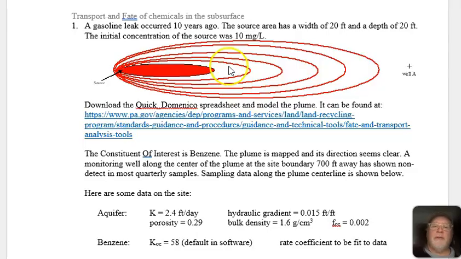For this first one, I just drew this plume here as an example of what it looks like. We have a source area of 20 feet and a depth of 20 feet of the source area, and the initial concentration is 10 milligrams per liter, and we want to model it as being 10 years from the release. So obtain the Quick Domenico spreadsheet model. I put a link there. If that link's dead, you can just Google it and you come up with it. It's all over the place.